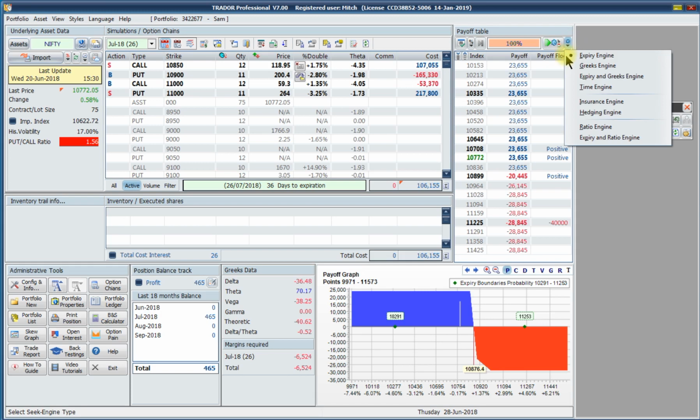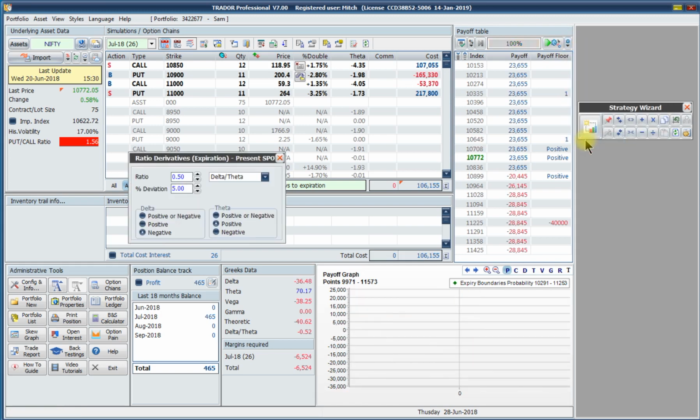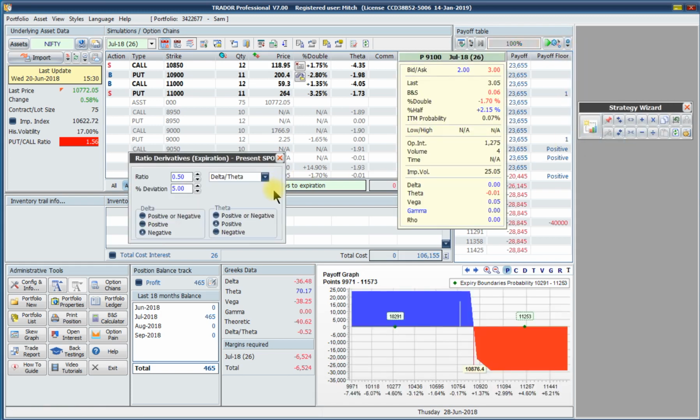The expiry and Greek's engine activates both expiry and Greek's engines to work together, seeking solutions when both Greek's and payoff floors are defined.